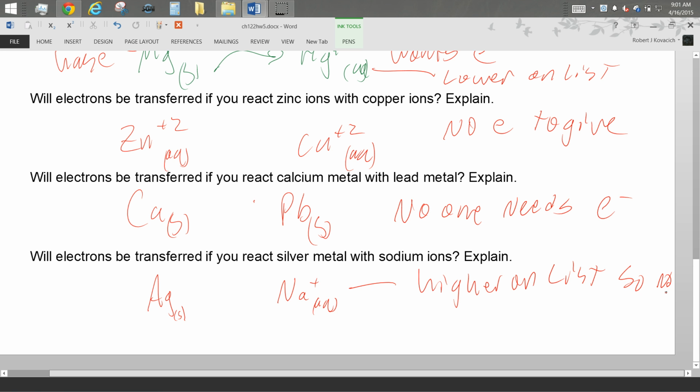The metals that are more stable hold on to their electrons. They will not give their electrons to a metal that's less stable than they are, less active than they are, unless they're being forced to. So the sodium will not be getting any electrons from the silver. So are we good with these last 4 questions? Do we see what needs to happen here? No?